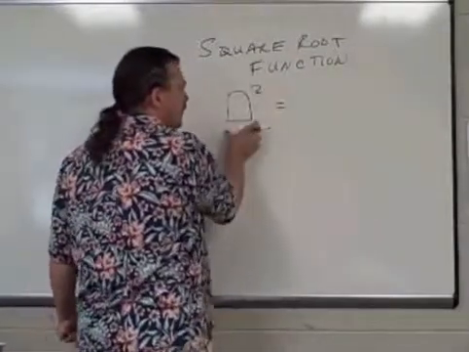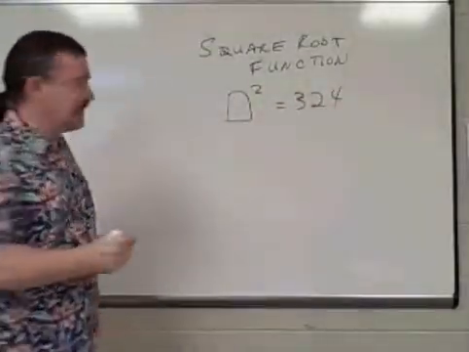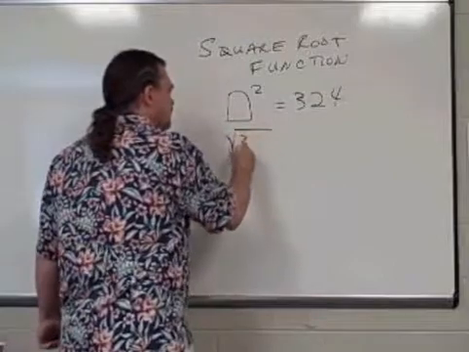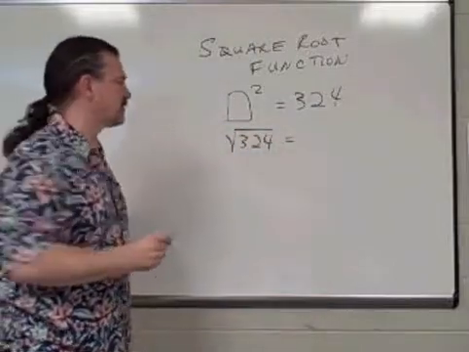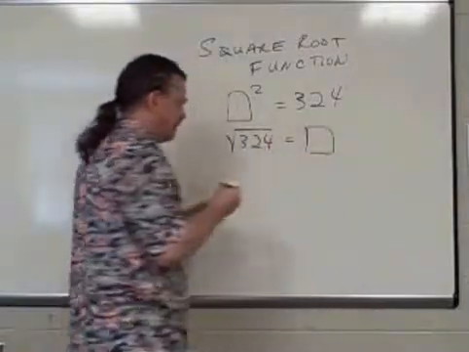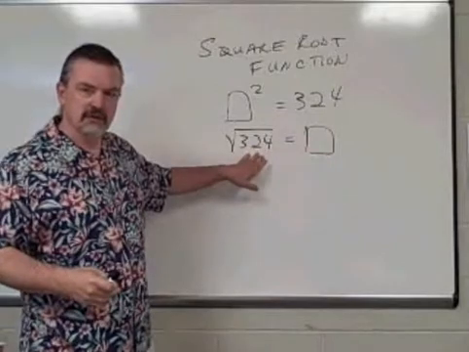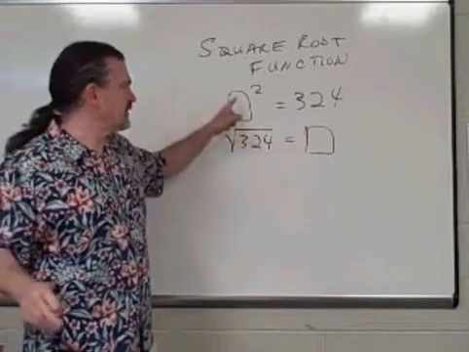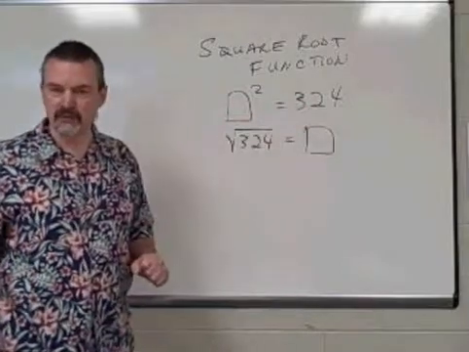We wanted to know what number can we square that makes 324. The way we can answer that question is to use our square root function and take the square root of 324. Whatever we fill in the blank here, when we take the square root of 324 with our calculator, is what goes in the blank here. That number squared would give us 324.